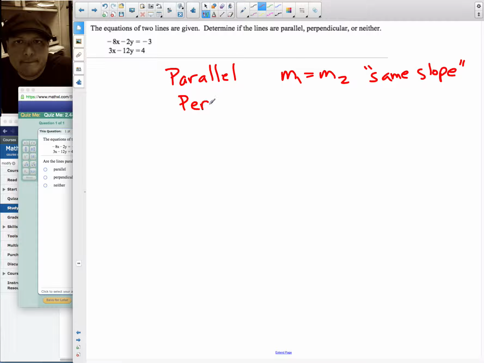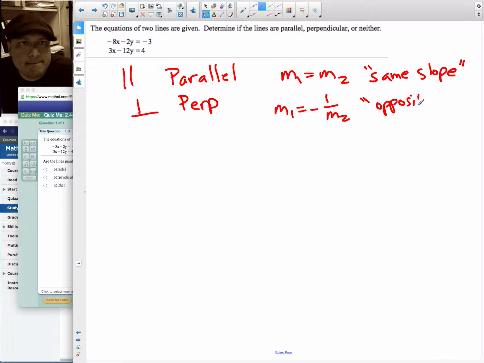Perpendicular and parallel, we write like this, perpendicular we write like this. That's the symbol. This is M1 equals negative 1 over M2. It's the opposite reciprocal.